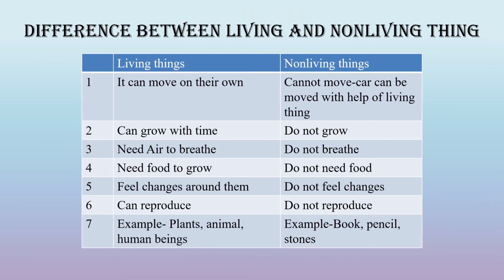Now we have finished the features of living things. We will move on to the difference between living and non-living things. Living things can move, they can grow, they need air to breathe, they need food to grow, they can feel changes and they can reproduce. But non-living things do not move, do not grow, do not breathe, and do not need food. They do not feel changes and they do not reproduce.